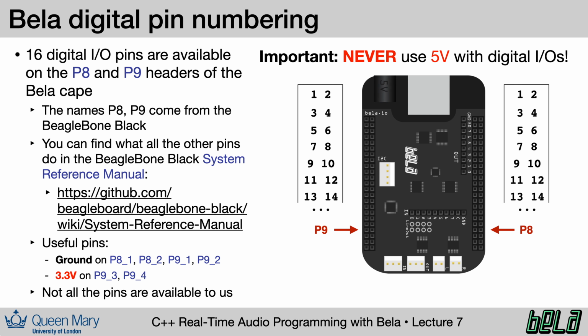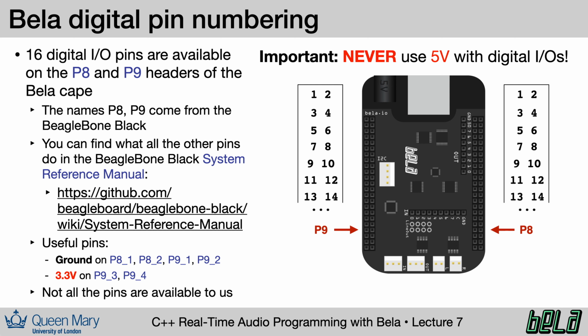You can find the complete details about what the BeagleBone does with these pins in its system reference manual, which can be found at the link here. For Bela, we're only interested in the 16 pins that are easily accessible to the Bela API. To be able to find these, it's important to understand the pin numbering of these connectors. When the board is oriented, as shown in the picture, pin 1 is located in the upper left-hand corner, and then the pins are numbered as shown.